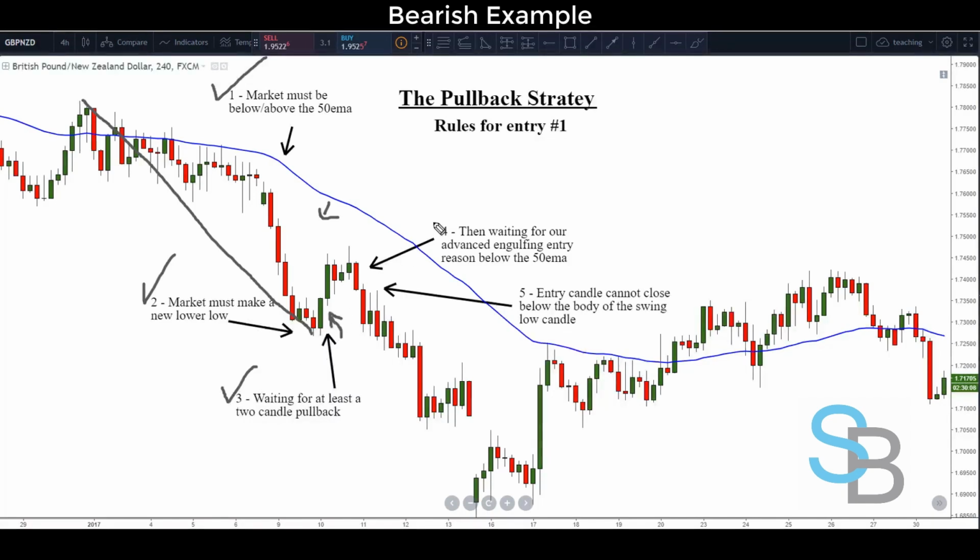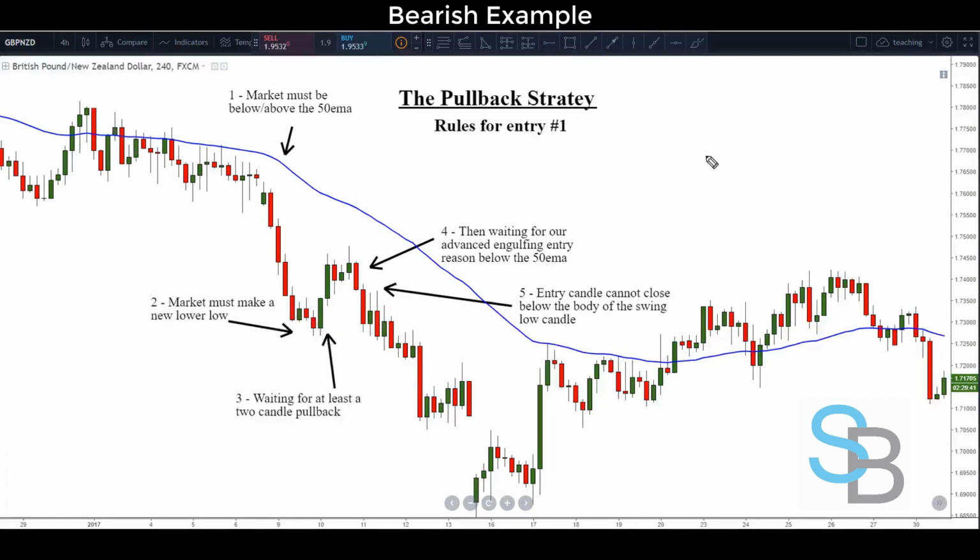Next up, we're waiting for our advanced entry pattern below the 50 EMA. Is that rule met? Yes, it is. And finally, as long as the entry candle did not close below the body of the previous swing low before the 2 candle pullback, then this is a valid entry. Is that the case here? Yes, it is. We can check that off. We now have a valid entry for entry number 1 on the pullback strategy.